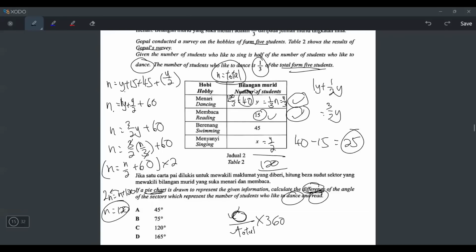But 25 is just the number of students. The question asks to calculate the difference of angle of sectors. It means they want to convert this to angle. We already know the difference in the number of students is 25, right? Then we just divide by the total 120 times 360, because we want to convert to angle. If I want to convert to percentage, I would times 100, right? But if I want angle, then I would times 360. So if I press this, I should be able to get the answer. Let's press 25 times 360 divided by 120. So 75, right? So that's how you do it.